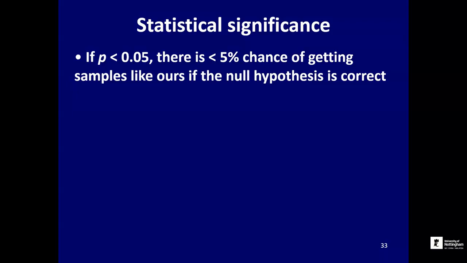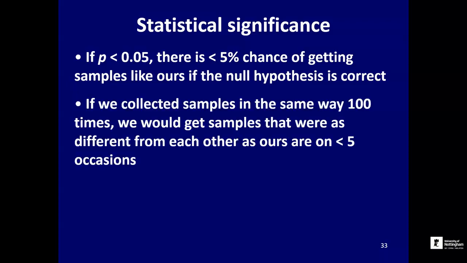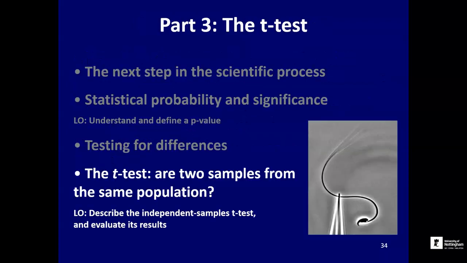So in our case, if p is less than 0.05, there's a less than 5% chance of observing the difference between the two groups of mice that we've observed if the null hypothesis is correct, because the null hypothesis says the drug has no effect. Saying that another way, if we collected the same samples in the same way 100 times, then fewer than 5 times will we see a difference as big as the difference we've seen if p is less than 0.05.